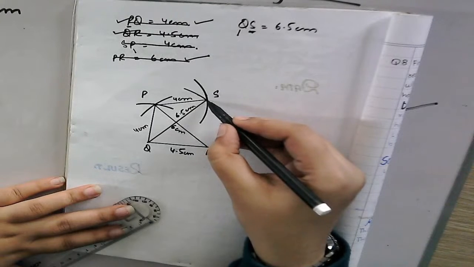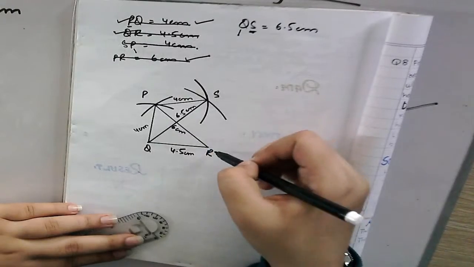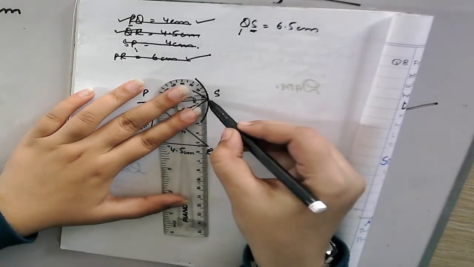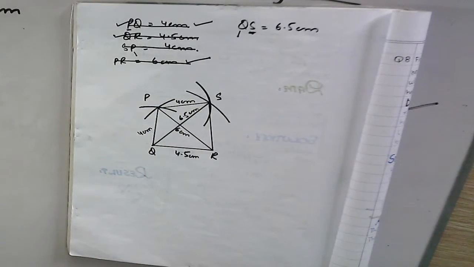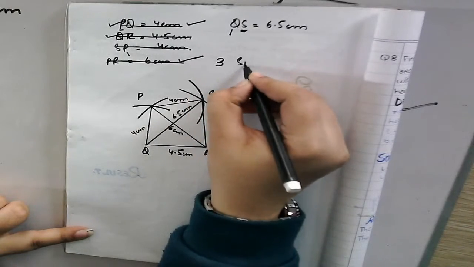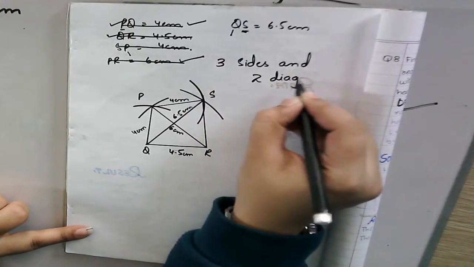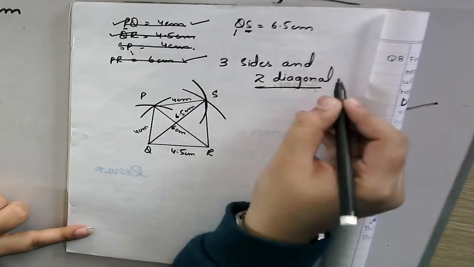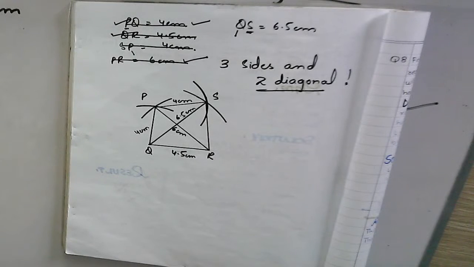So after getting point S, what you have to do? You have to join point S and point R. But there is no fixed measurement of S and R. So basically it is a quadrilateral which is formed with the help of 3 sides and 2 diagonals. Students, you must mention these 3 sides and 2 diagonals. Now write down the steps of construction.